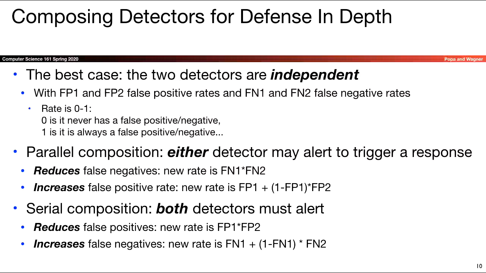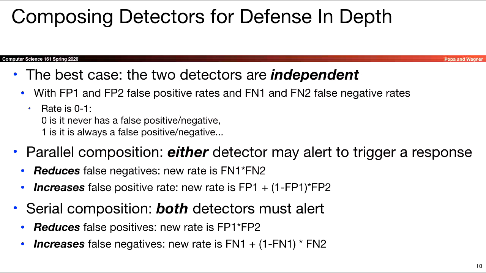But what you find, basically the bottom line, is if you raise an alert if either detector does, then that kind of makes sense. You'll detect more attacks. You reduce the false negative rate, but it increases the false positive rate. You're more likely to get false alerts, because if either one of them makes a mistake and raises a false alert, then you'll end up with a false alert. And then alternatively, you could say, well, I'll only raise an alert if both of them think something bad is going on, and then that has the opposite trade-off.